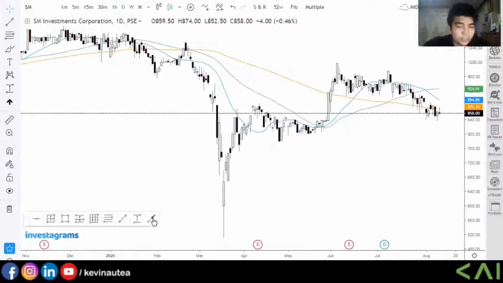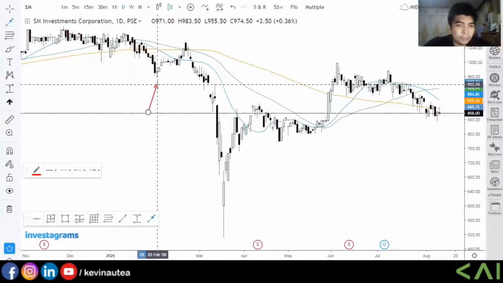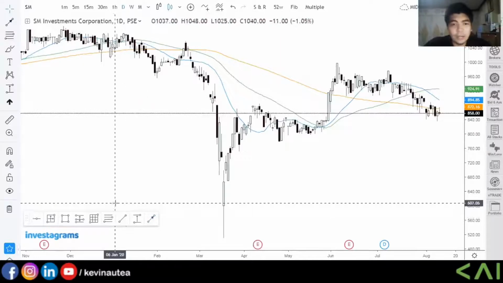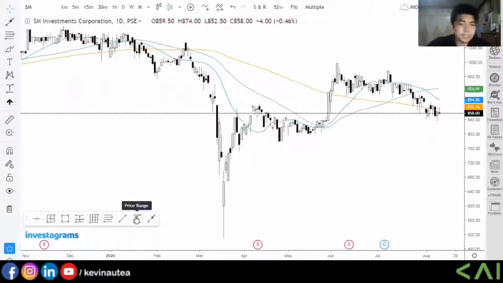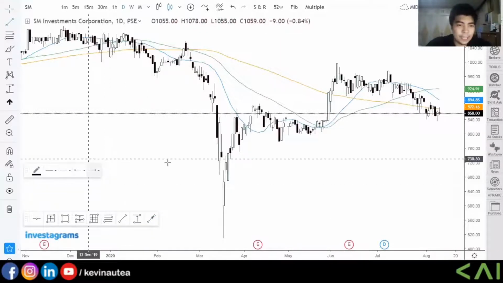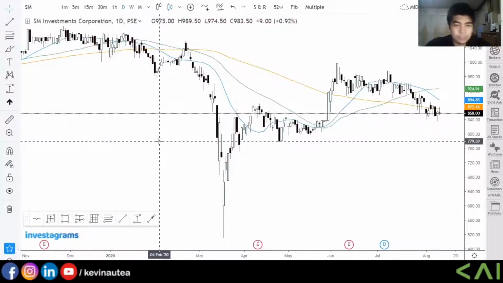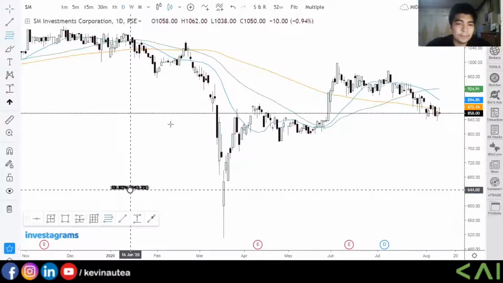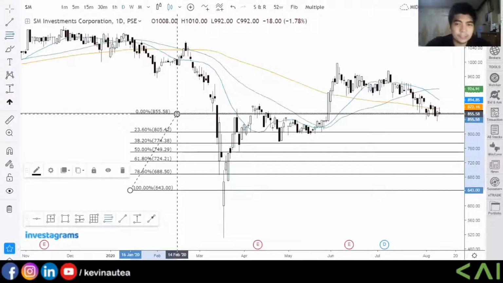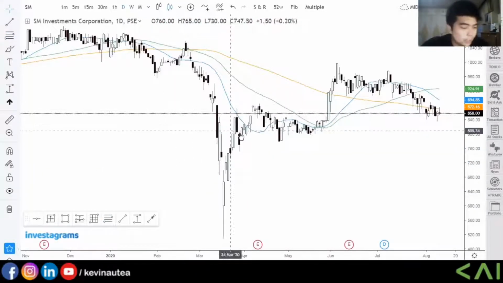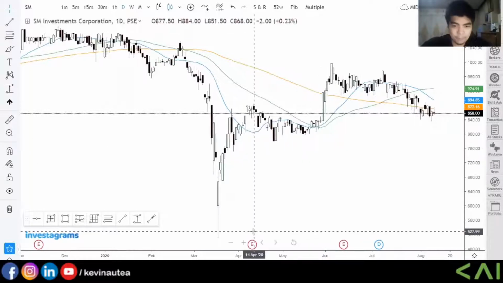I also have here ready some pointers, so for us to point out the possible pivot points or areas of interest, trend lines. I have here trend lines for us to draw. And I have the Fibonacci retracement here. So let's start. Let's try to analyze SM for this one.